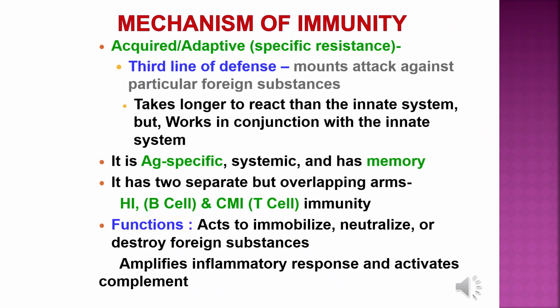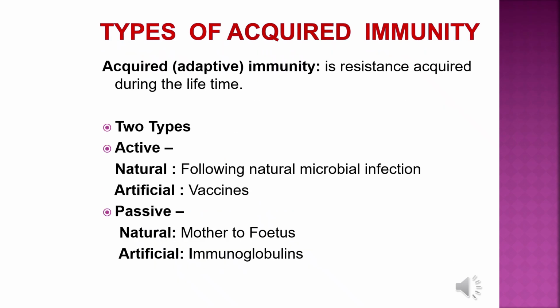Then the mechanism of immunity. So acquired or adaptive immunity is the third line of defense. Then we'll see types of acquired immunity, which we already saw. Acquired immunity is resistance acquired during the lifetime. It is of two types: active, and passive. Active is again of two types, natural and artificial. An example of natural active immunity is following natural microbial infection, and artificial is because of vaccines. Passive is again divided into natural and artificial. A natural example is immunity transferred from mother to fetus, and artificial is through immunoglobulins or ready-made antisera.